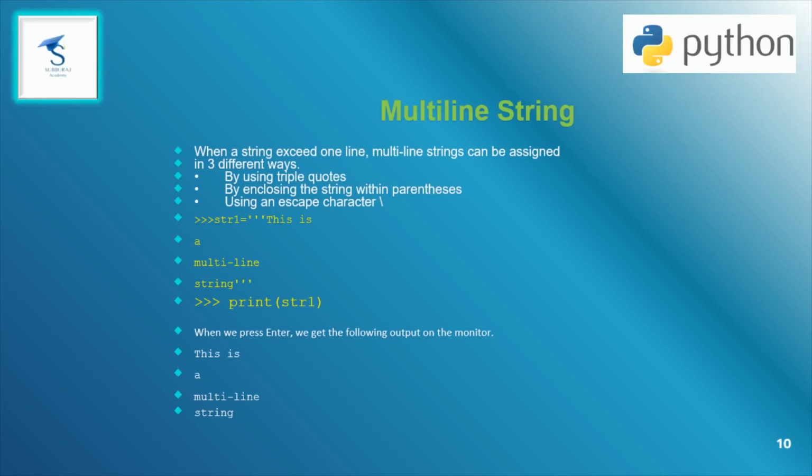Sometimes the length of the string may exceed one line. Such multi-line strings can be assigned in three different ways: by using triple quotes, by enclosing the string within parentheses, or using an escape character. Here we have typed a 4-line string and assigned it to str1. When we print str1, the 4-line string is printed.